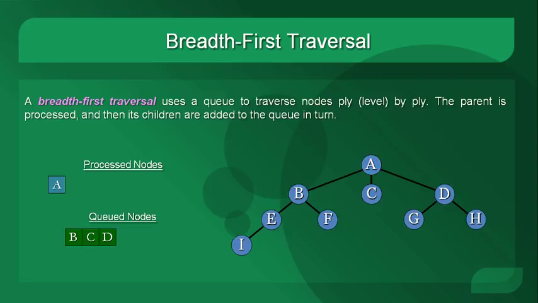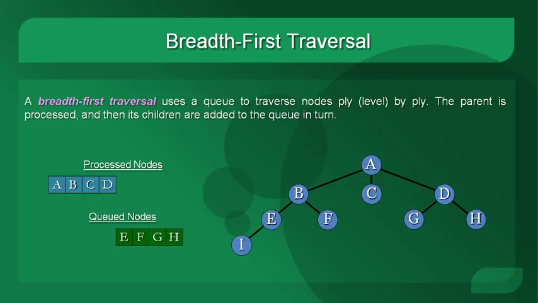We start with B, we process it, and we print it. Then we add its children, E and F, to the queue. Here we're dealing with the queue, so its children will be added to the end of the queue. Then we process the next element, C. We print it. Then we process the next element, G. G has two children, G and H. We add them to the queue.